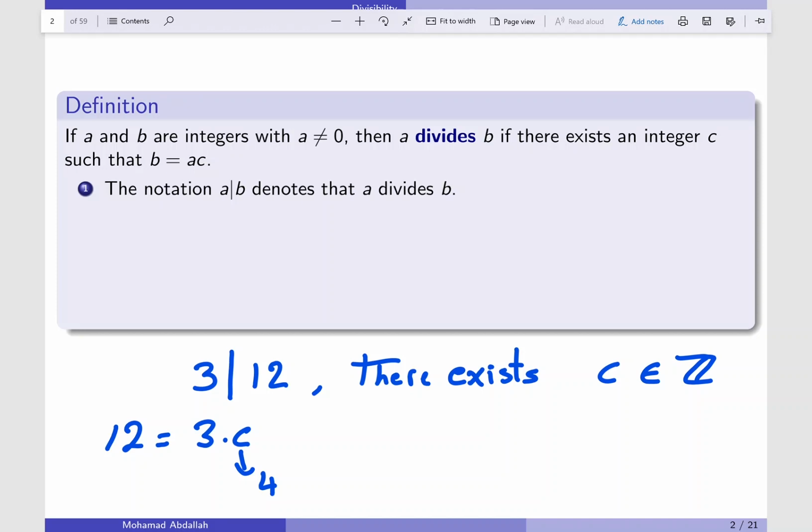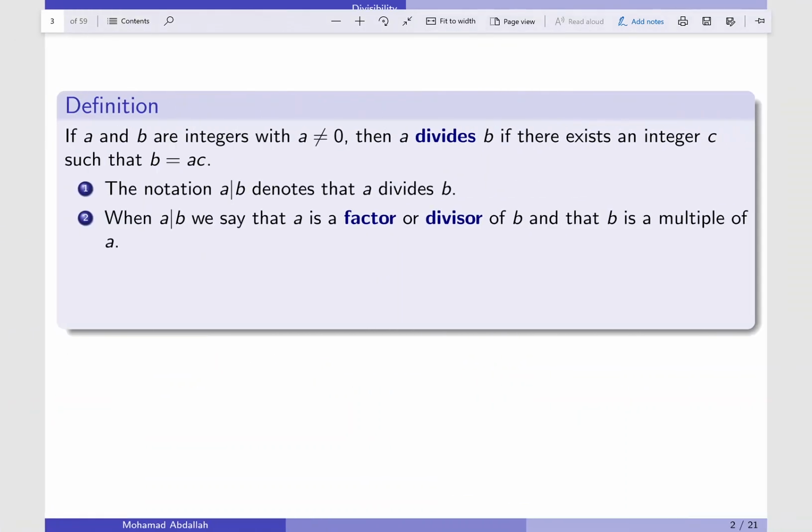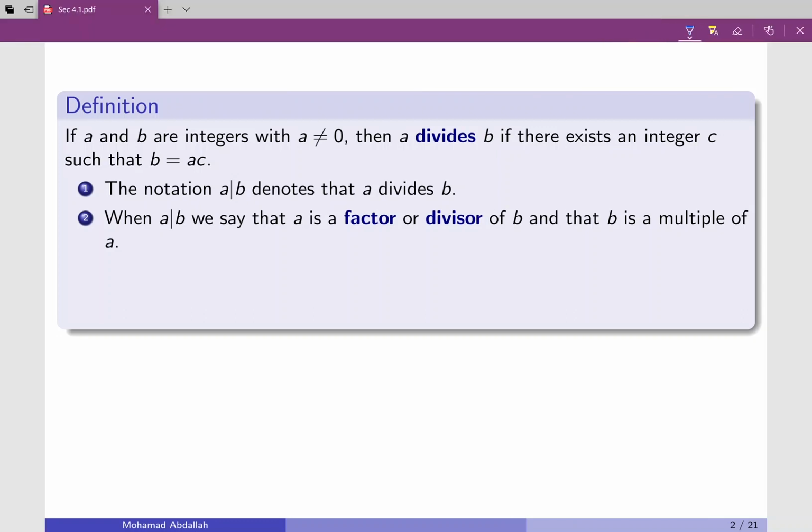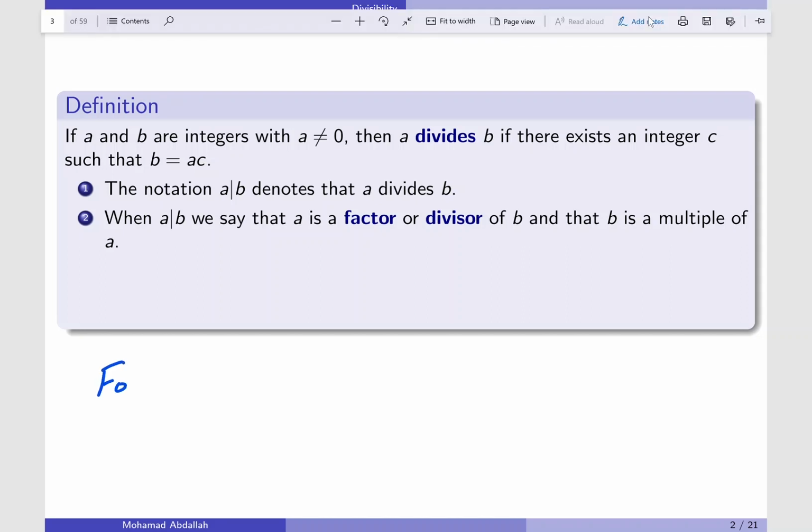Now, whenever A divides B, I say that A is a factor of B, or A is a divisor of B. Remember that when you want to list factors or divisors of a number, let's say 6, basically you list any number that you can divide 6 with. So you can divide 6 by 1, by 2, by 3, and by 6. These are all the factors of 6.